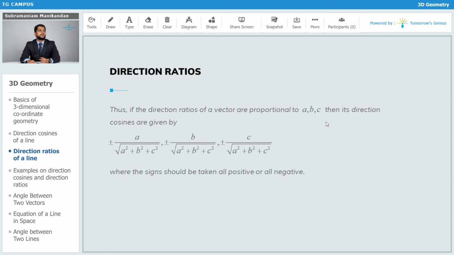Another way to identify them is to put them in the form x i cap plus y j cap plus z k cap, square them and add them. If the sum of the squares adds up to 1, then the numbers indicated are the direction cosines. If not, then they are proportional to the direction ratios.